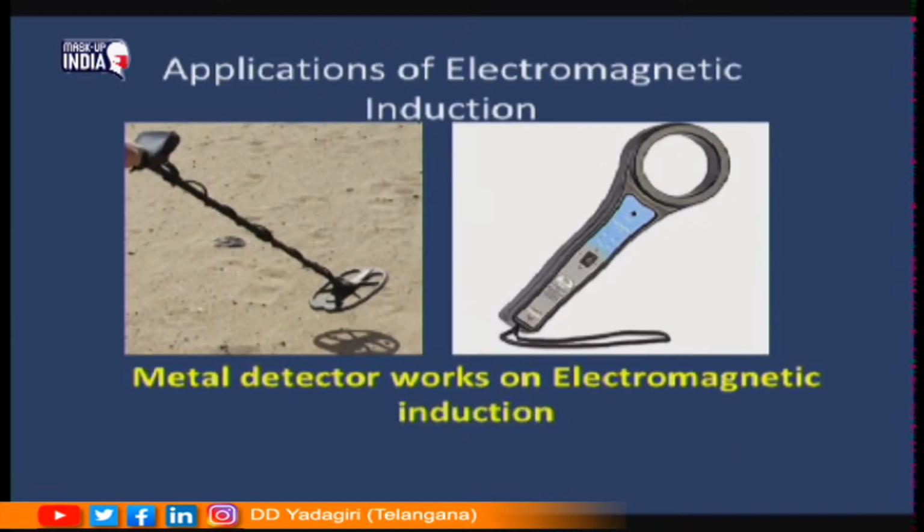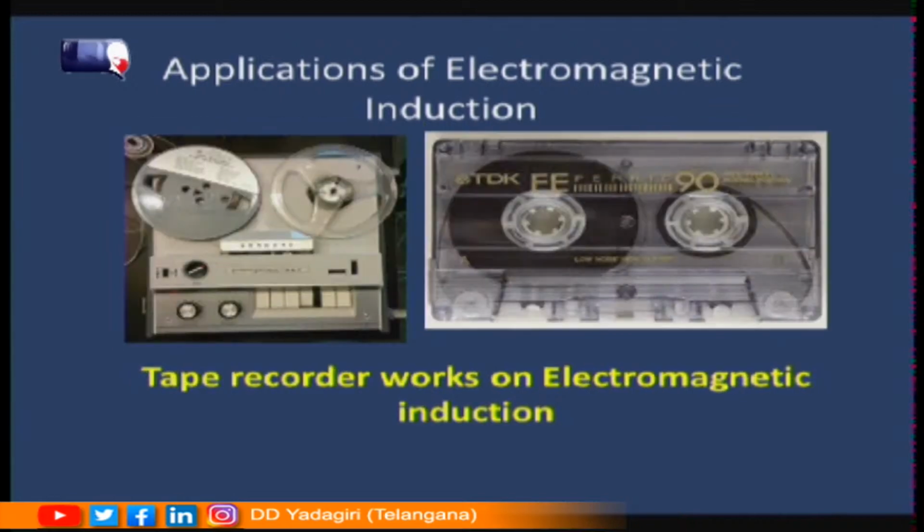We discussed applications of electromagnetic induction. Electromagnetic induction is used in metal detectors. Metal detectors will detect ferromagnetic materials by electromagnetic induction. Electromagnetic induction is also used in magnetic tapes to record data such as audio, video, and it can also be retrieved by the same principle.